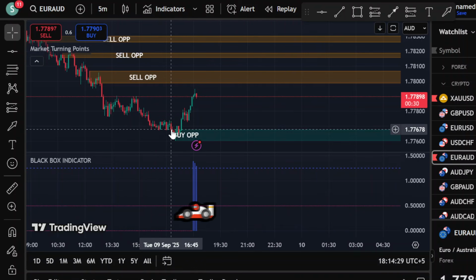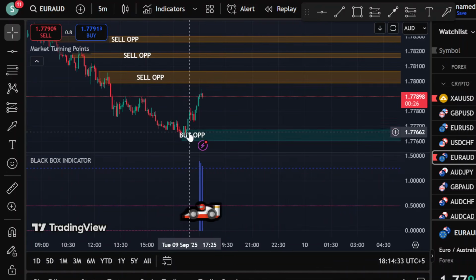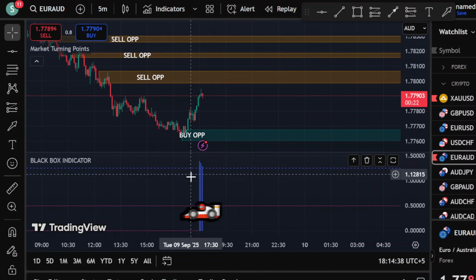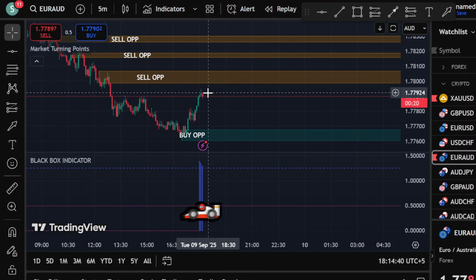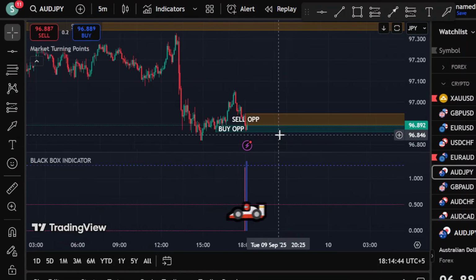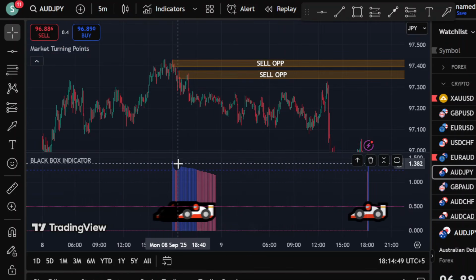For example, look at the EUR AUD. The market came down to liquidate everyone, and there is a buy opportunity, plus you can see there is a high smart money entry into the market. So there is a lot of chance that the price can go further up. I can give you more examples for that. You can see here that was the selling opportunity, and there was a high volume as well. Now you can see the price is down.